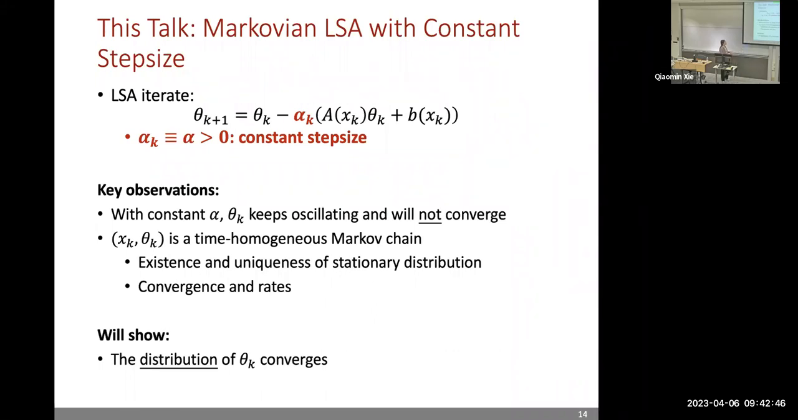The xk itself is just generating the data, but theta k by itself is not a Markov chain, so we need to analyze these two components together. And then we will see how we can show the convergence of the theta k sequence. So these are just some highlights on how we can analyze this sequence and what kind of results we can expect.